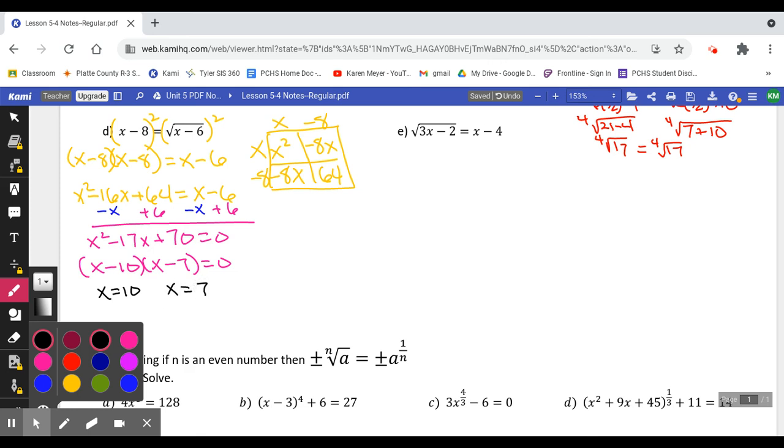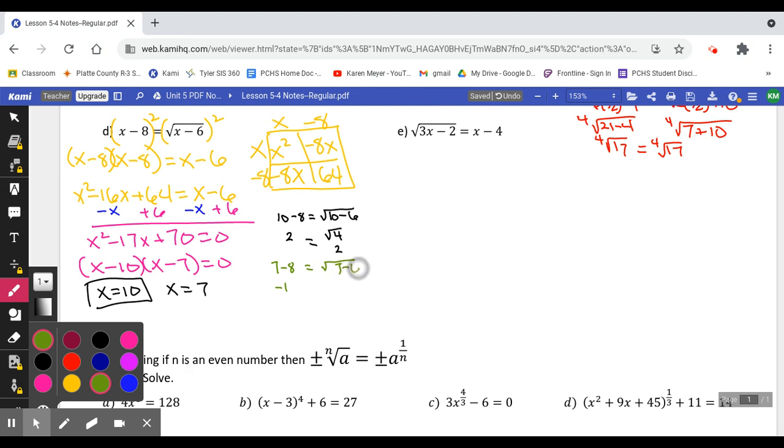Okay, let's check it out. I'm going to check with 10 first. So I'm going to go over here to the side. 10 minus 8 is 2. And on the other side, square root of 10 minus 6 is square root of 4. And square root of 4 is 2. So 10 checks out. Yay. Okay, let's check 7. 7 minus 8 is negative 1.